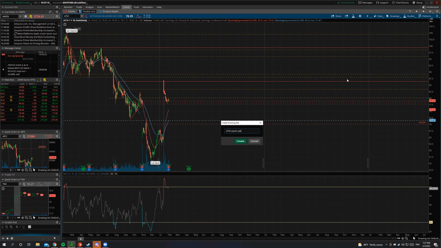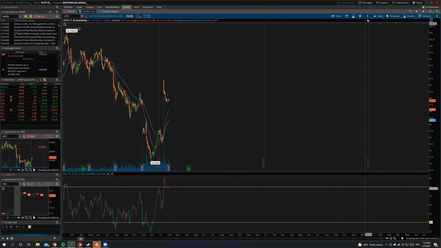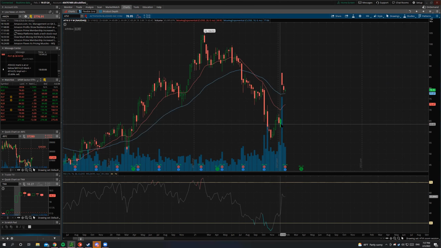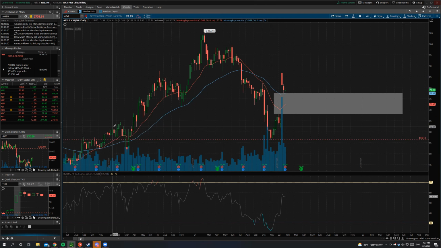ATVI section right here. So look at it from the weekly perspective. All right, so this name gapped up on the Microsoft buyout news, right? So right off the bat, we have a weekly gap that we could possibly fill right here. We'll mark that gap and start with our weekly levels. Start with this low right here, according to this peak right here that we have, and those conjunctions. It looks good.